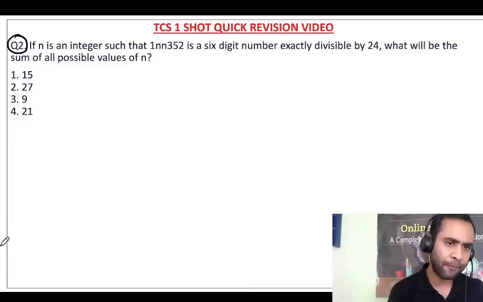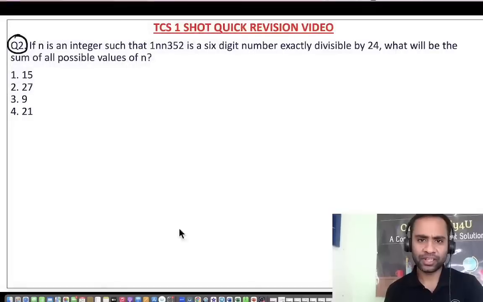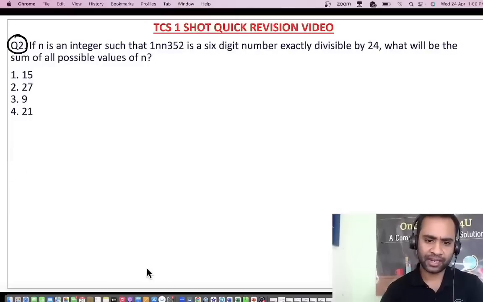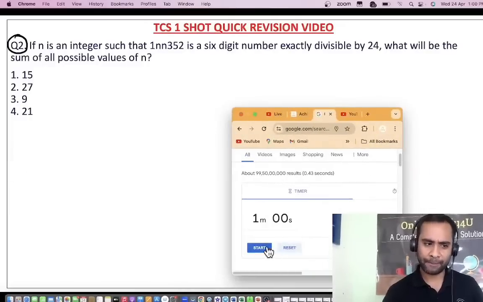Okay. Now question number 2. So this is a TCS problem. So this is asked in TCS. So let's see how many of you are able to do it.